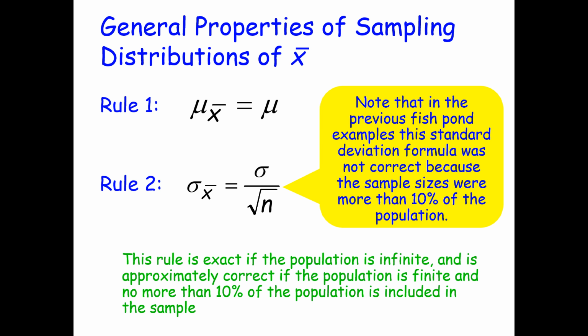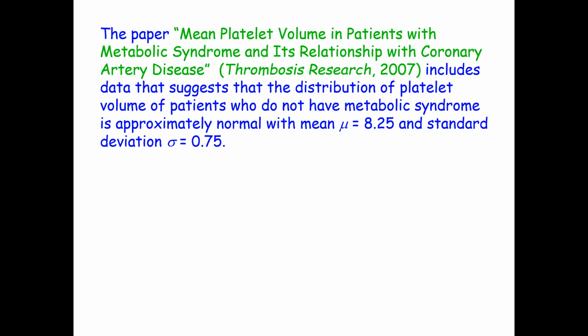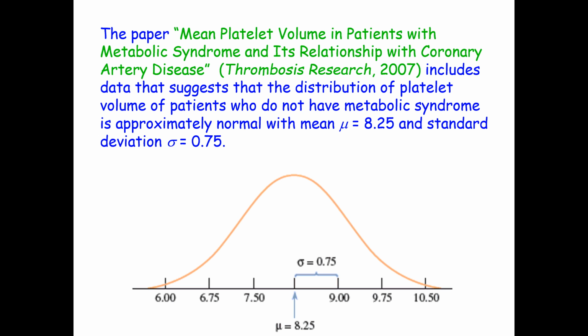Let's look at another example. The paper, Mean Platelet Volume in Patients with Metabolic Syndrome and its relationship with Coronary Artery Disease, includes data that suggests that the distribution of platelet volume of patients who do not have metabolic syndrome is approximately normal with a mean of 8.25 and a standard deviation of 0.75. So it looks something like this.